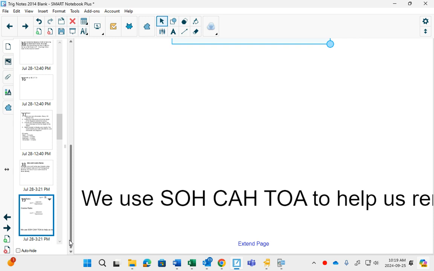We invent a word, SOHCAHTOA. Kind of sounds funny. But if we invent this word, the SO part says that sine is opposite divided by hypotenuse. The CA part is that cosine is adjacent over hypotenuse. And the TOA is that tan is opposite over adjacent.